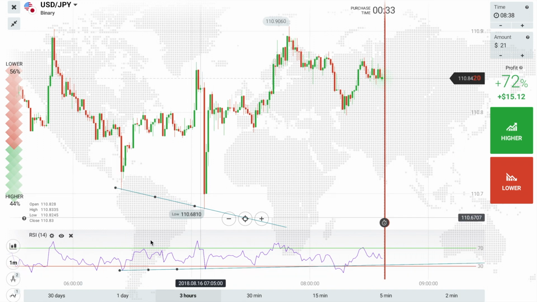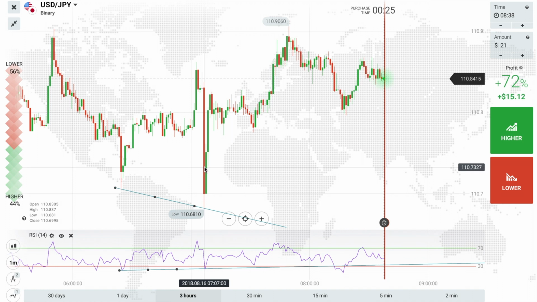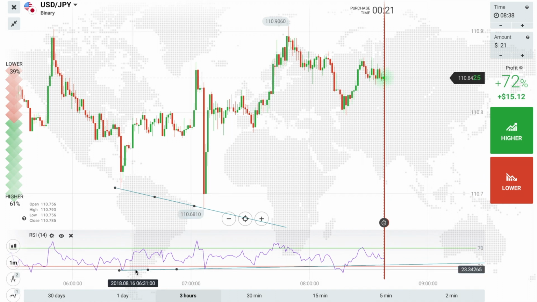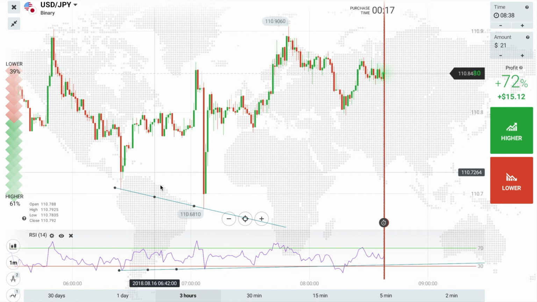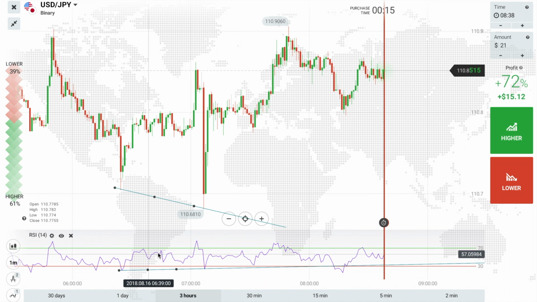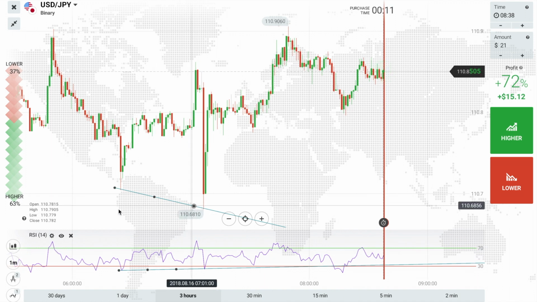This is slanting to the downside, this is slanting to the upside, which shows that this could just be a massive volatile candle or stop hunt or something like that, whereas momentum is actually shifting to the upside. So that's what I like to use the RSI indicator for, is to spot divergence.